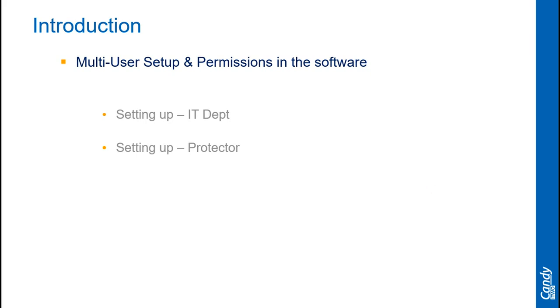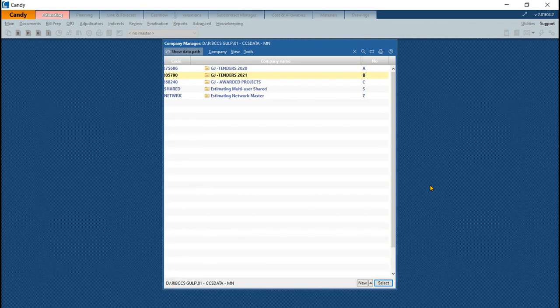Let me move on to my Candy screen here. So this is my Candy screen. I am going to be acting as the protector for this webinar. I would be the protector, the chief estimator, or the managing QS. Now, for demo purposes, I've shown you a data folder with the multi-user company already set up. So you would see this screen you're very familiar with.